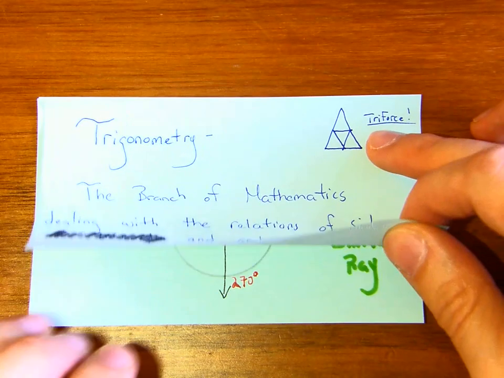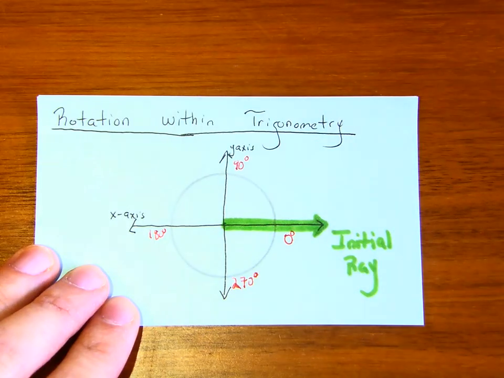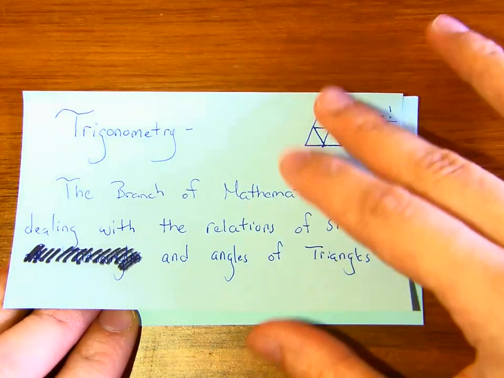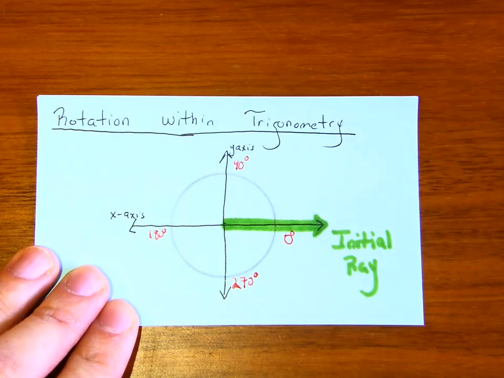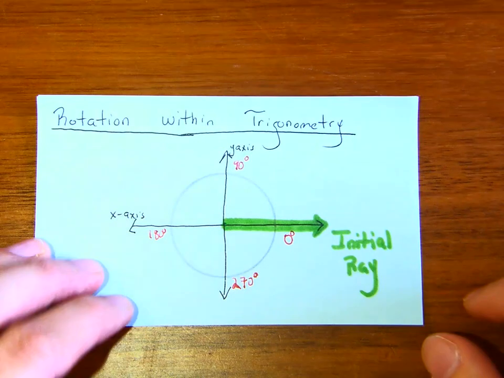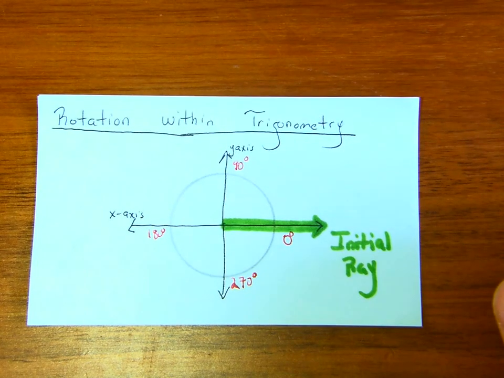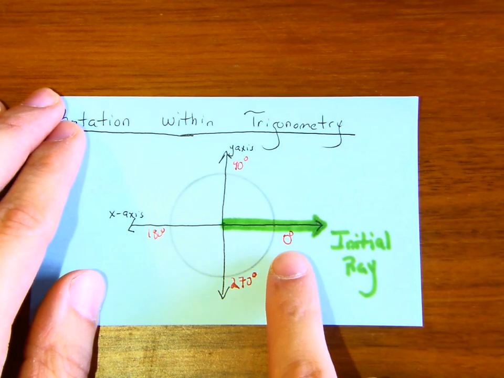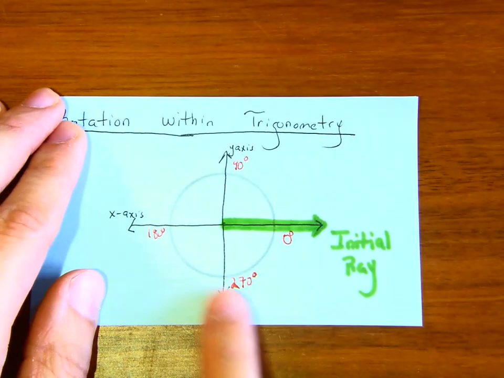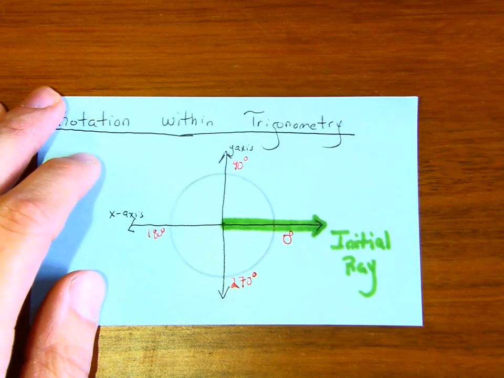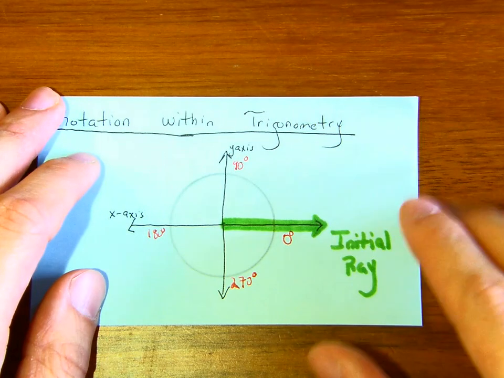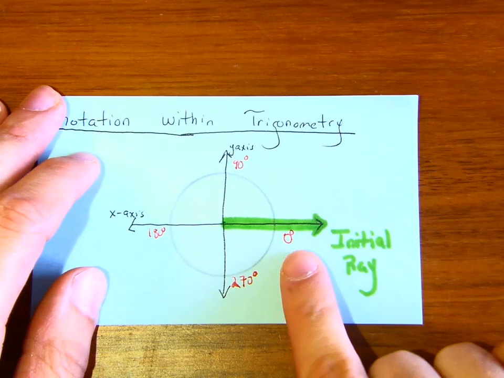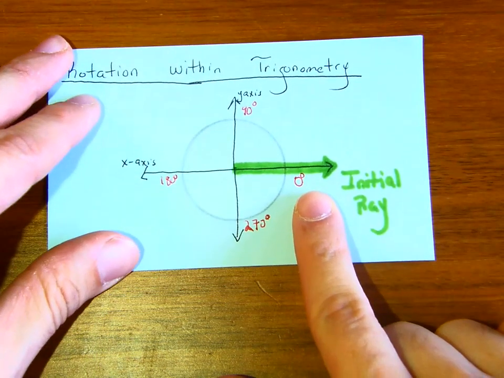Okay. So to start things off, let's have this in our notes. First, the definition of trig. Second, rotation within trigonometry. By now we should be okay with having our circle over here, and here are the degrees: 0, 90, 180, 270. Now there is certain terminology we need to be okay with. First is the initial ray.